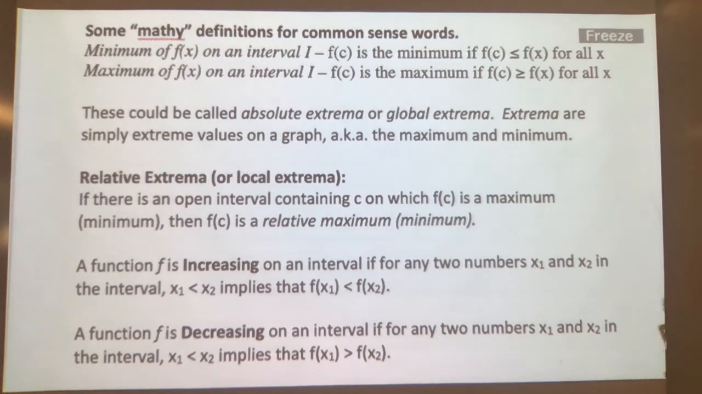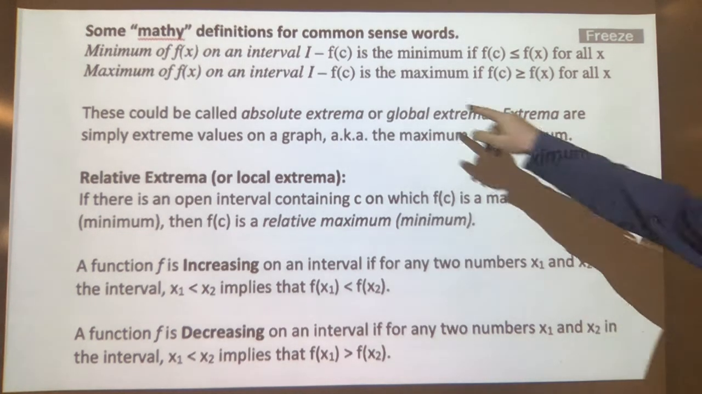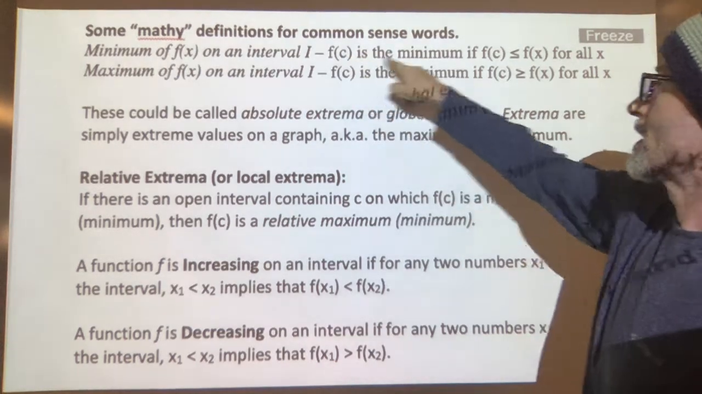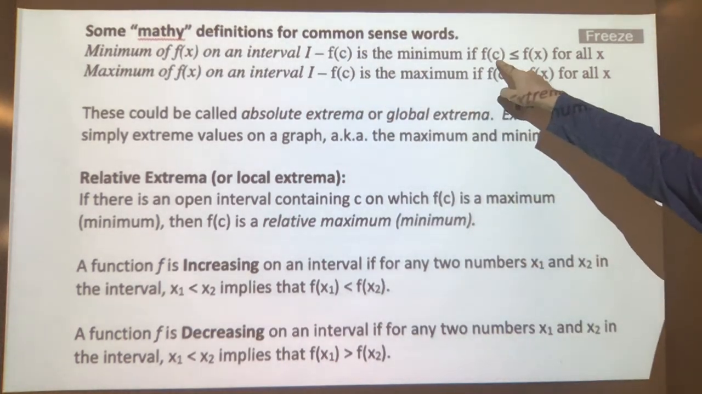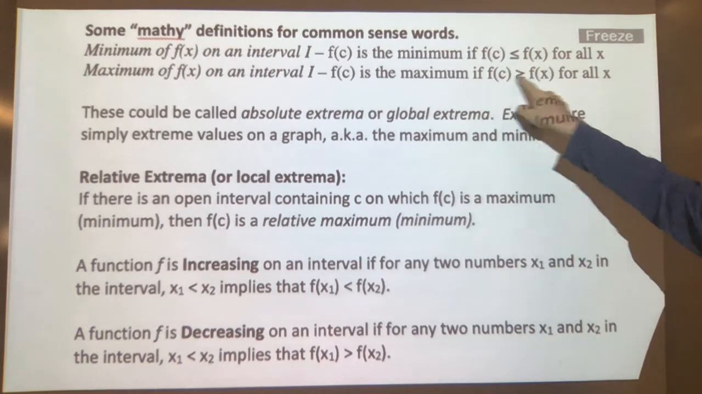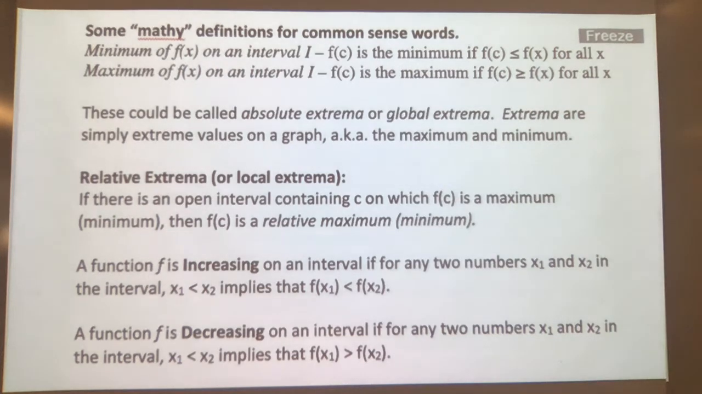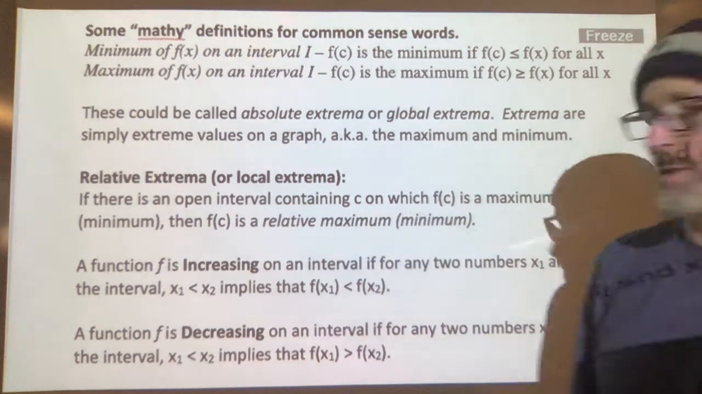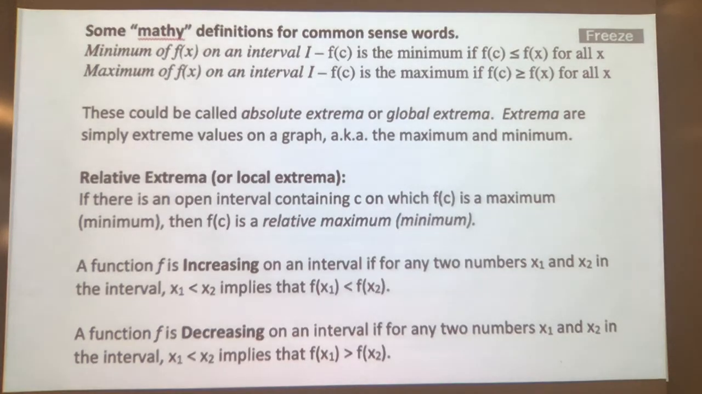By the way, here's a nice long list of some mathy type definitions. What is a maximum or a minimum? Well, if this point is on an interval, the y coordinate at that point is less than or equal to any other point on there, or greater than or equal to any other point on there. That's a max or a min. What does it mean when it's relative? Well, that just means it's the highest point on an open interval, or the lowest point for minimums.